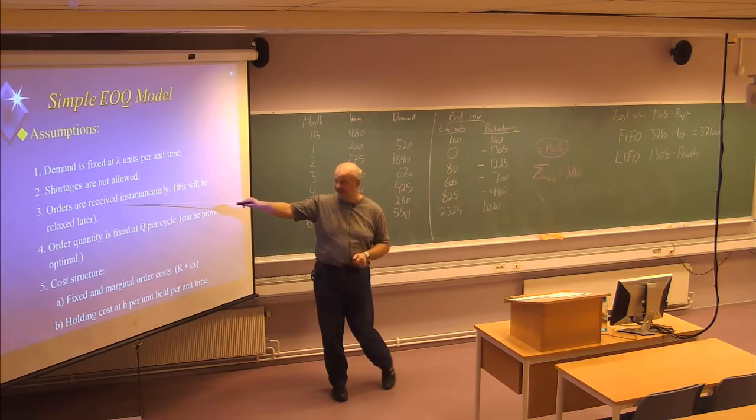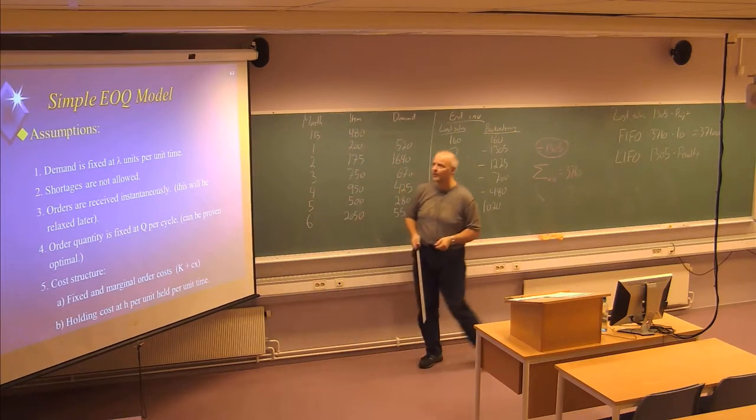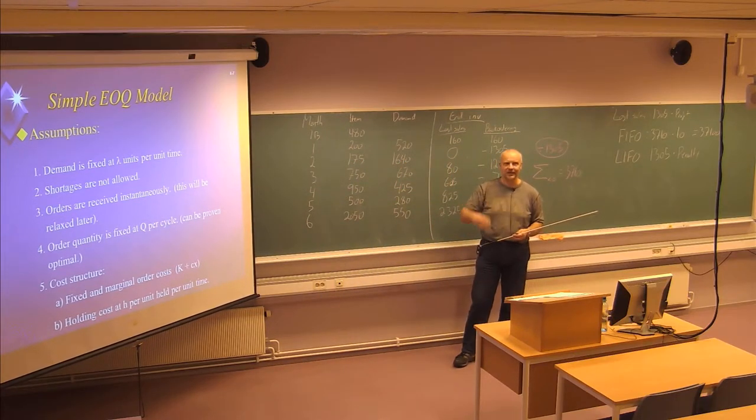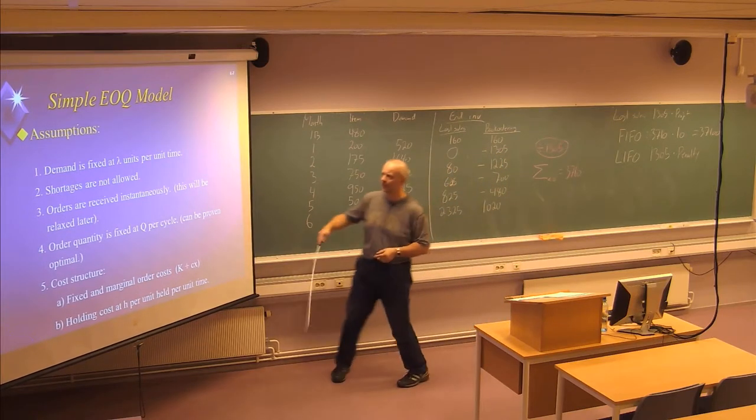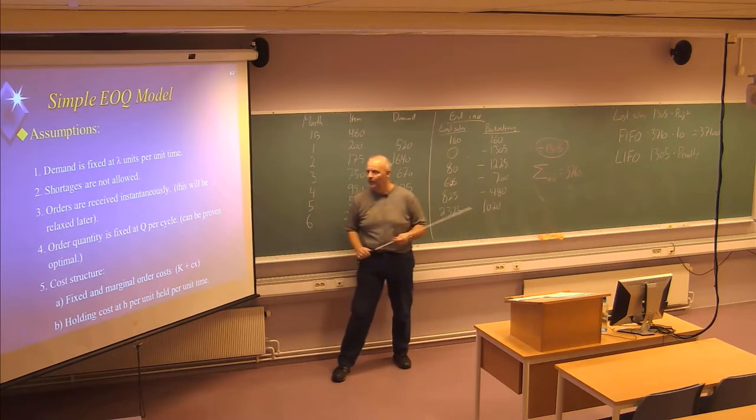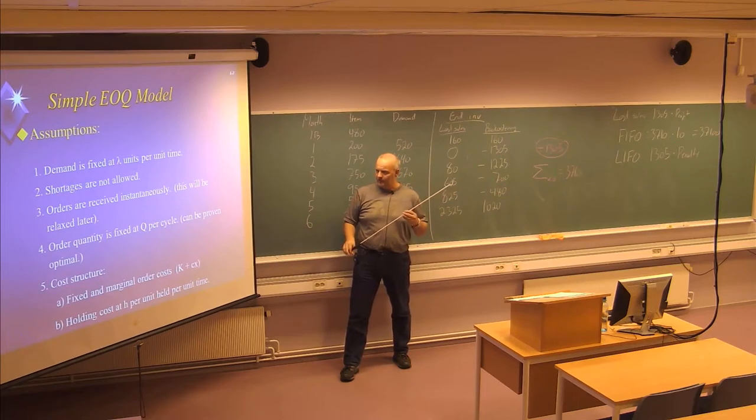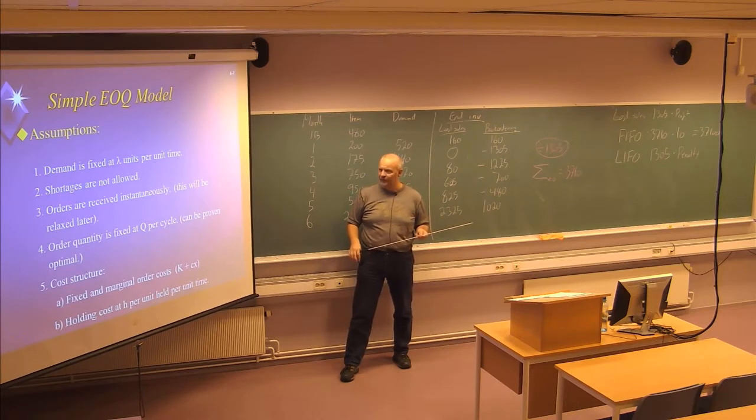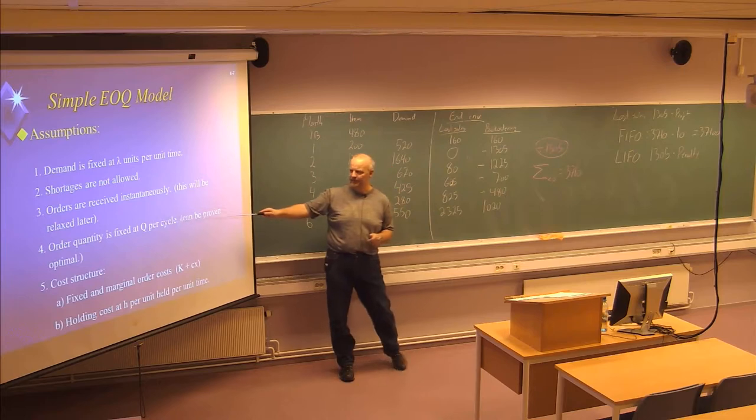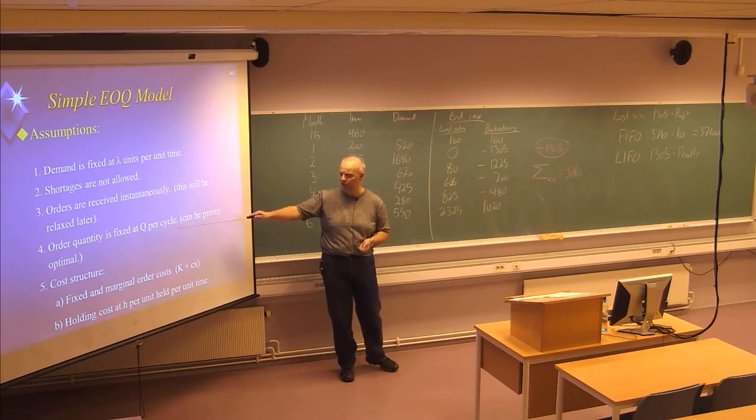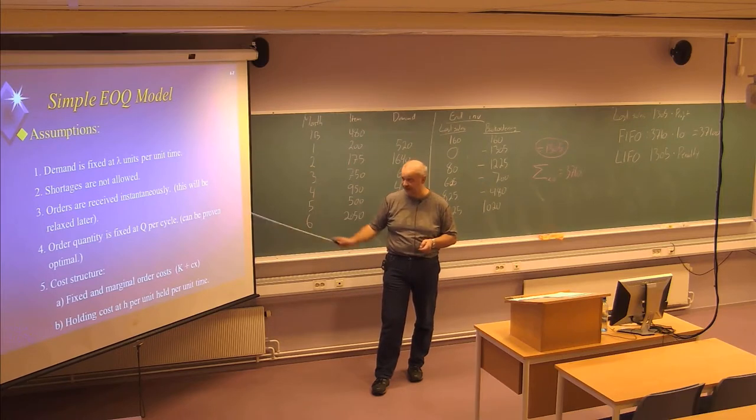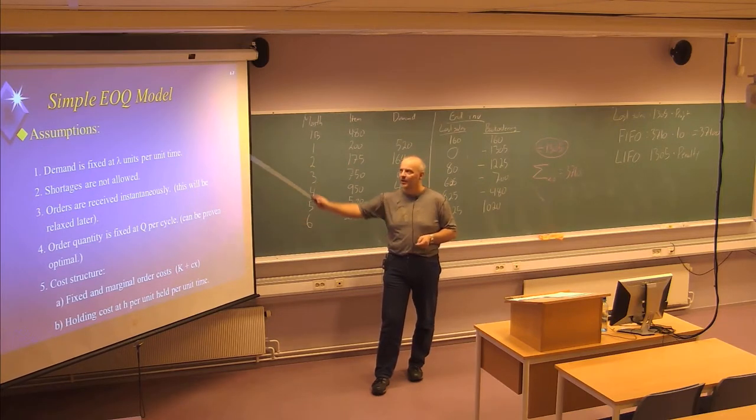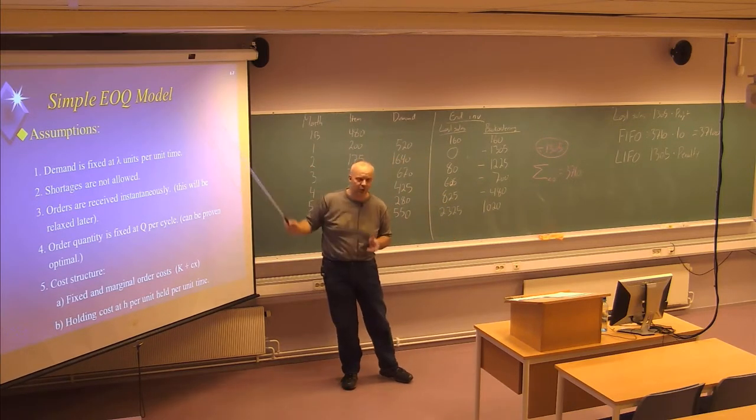Orders are received instantaneously, which will be relaxed later, but here in the simple model, we will receive orders all the time. And order quantity is fixed at the number Q per cycle, and this can be proven to be optimal. So that is the problem, and this is the EOQ model or the EOQ formula.